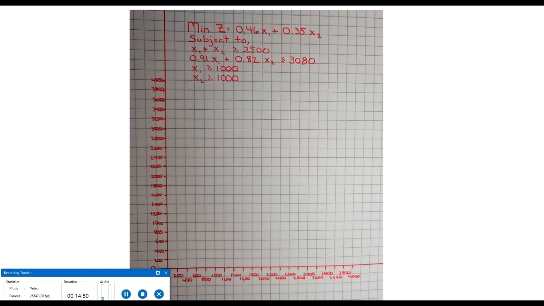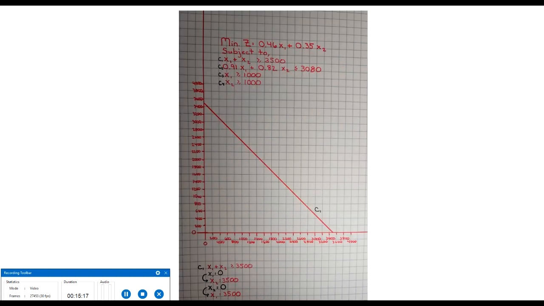drawing our constraint lines. How do we draw constraint lines? Very simply, we let x1 equal 0 to find our x2 point, and then we let x2 equal 0 to find our x1 point, where the lines cross the x and y axes, and then we connect those two points. Let's do that for our first constraint line. x1 plus x2 is greater than or equal to 3,500.